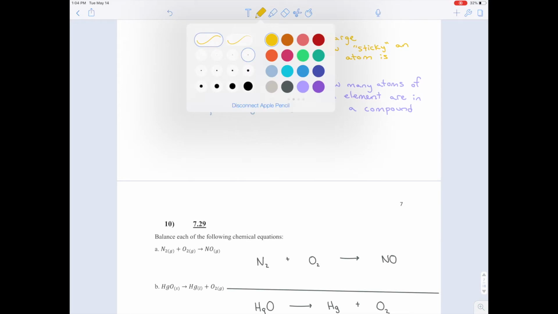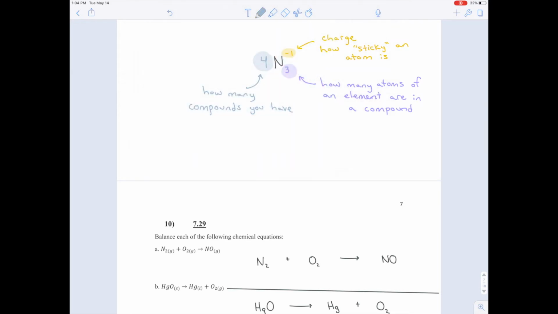Now, when you balance equations, you only ever change the numbers in front. We're not going to change the numbers at the bottom right, and we're not going to change any numbers that may be at the top right. Only the numbers to the left, in front of each compound, are the ones we can change. Okay, that's the first thing.